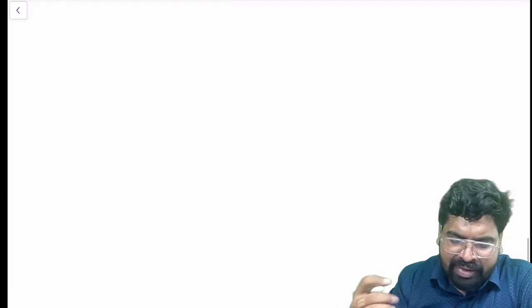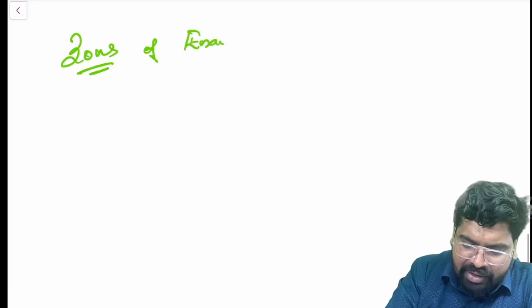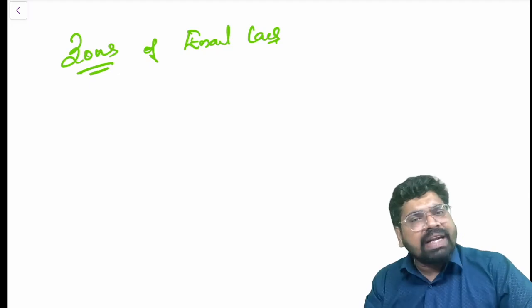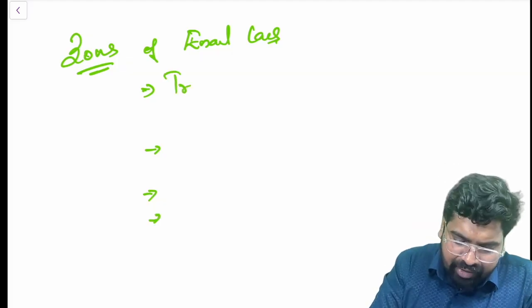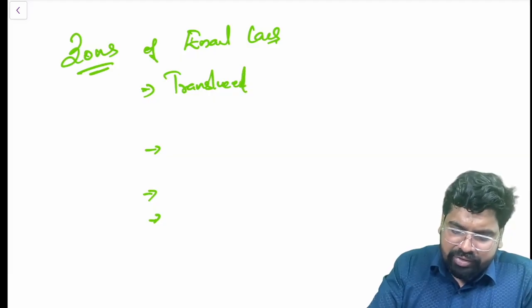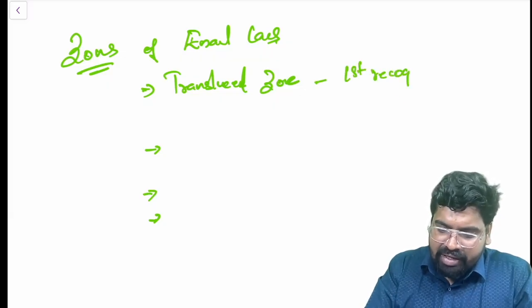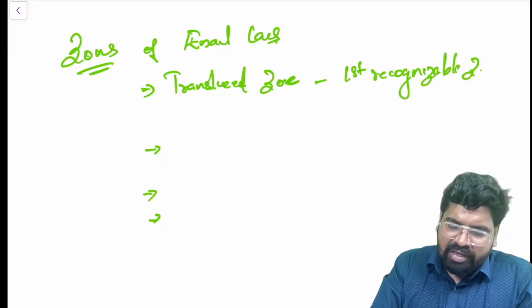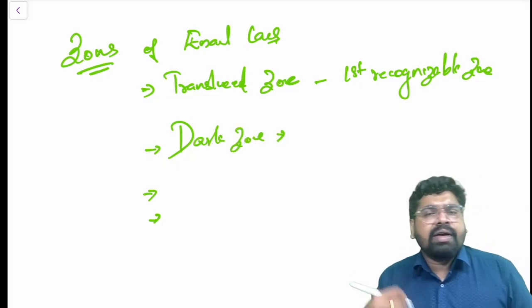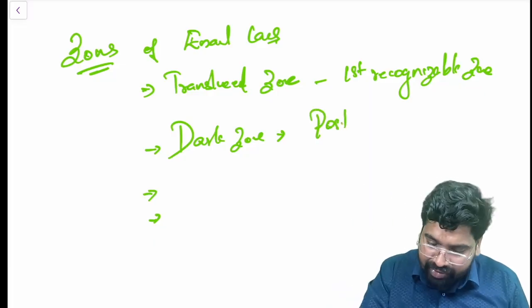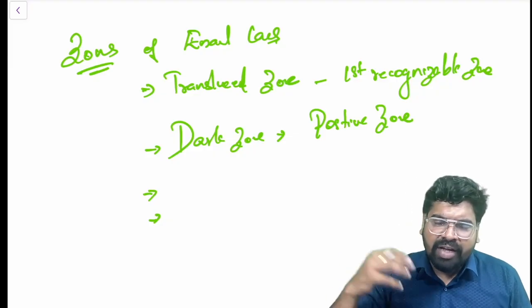Now there is one question regarding the zones. What are the zones of enamel caries and what are the zones of dentinal caries? So just remember there are 4 zones of enamel caries. The first zone is called the translucent zone, the first recognizable zone. Then comes the dark zone, which is called the positive zone, because the dark zone is always seen in enamel caries.